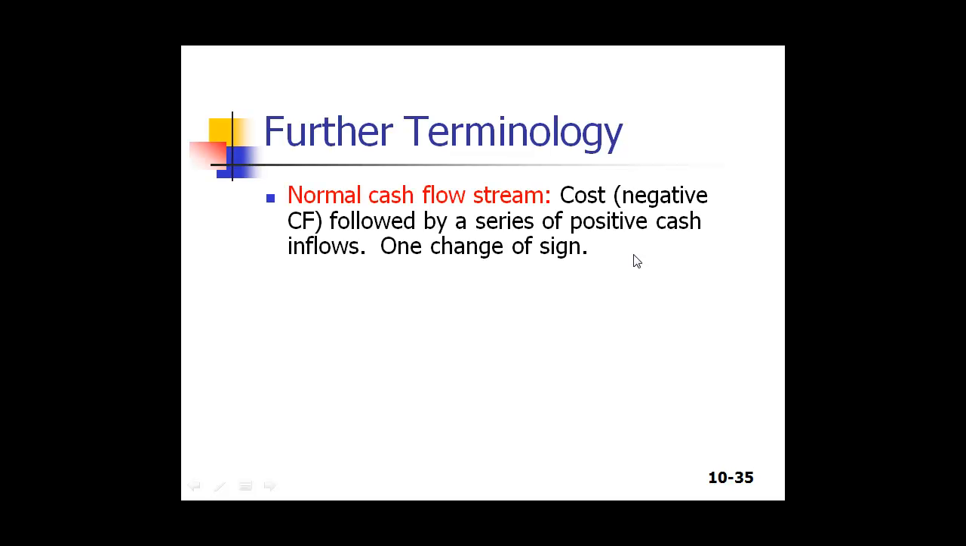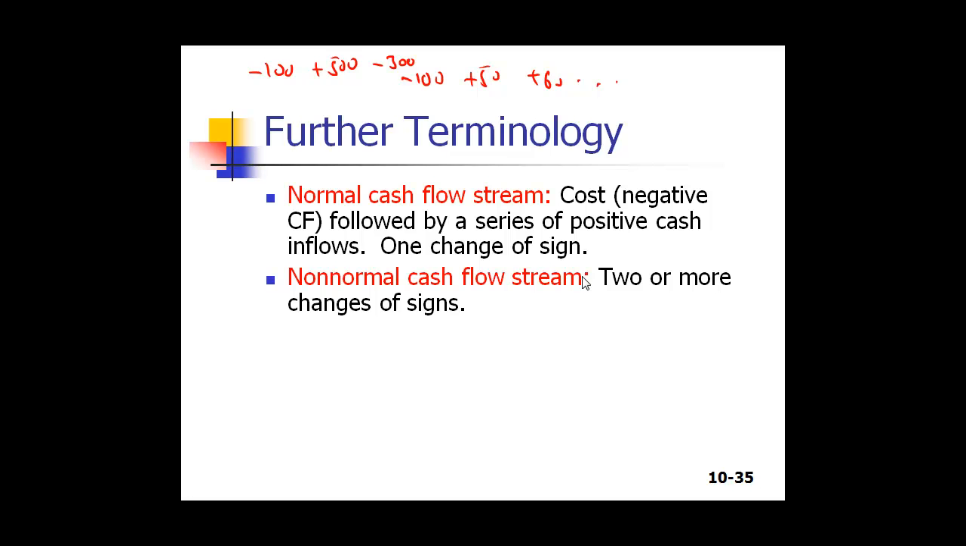Before we build up to it, a little bit of additional terminology. A normal cash flow is one where there is one sign change. So one sign change means you invest 100, and then after that you have plus 50, plus 60, and so on. How many sign changes in the cash flow? One. Versus another project where you invest 100, and then say you get 500, and then in the end to shut down you need to invest another 300. How many sign changes? Two. So the second example is a non-normal cash flow, where you have more than one sign change.